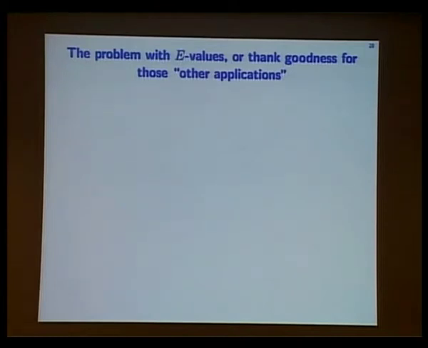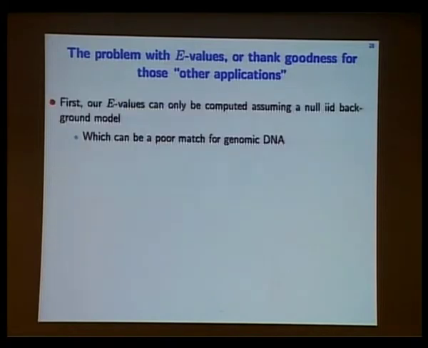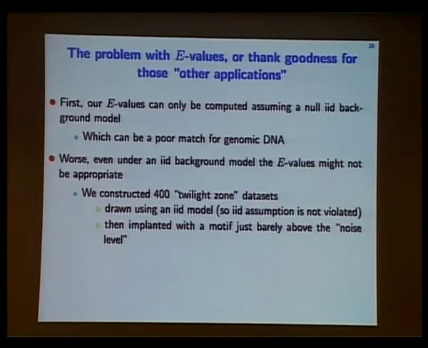So what did I learn from that? What I learned from that is that this is a bad idea to begin with. You shouldn't really use e-values in this context. And how do I know that? Well, there's the obvious criticism that e-values can only be computed assuming a null IID background model, and this can be a very poor match to genomic DNA, as many of you know if you worked in this area.